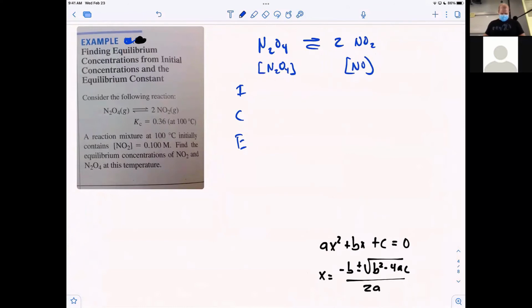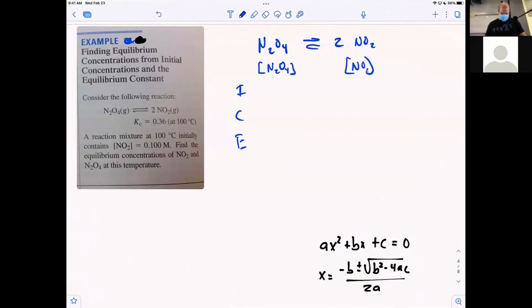So consider this reaction, N2O4 in equilibrium with two NO2s. Kc is 0.36. The reaction mixture initially contains 0.1 molar N2O4. What are the equilibrium concentrations of NO2 and N2O4? Oops, this is a 2 here.